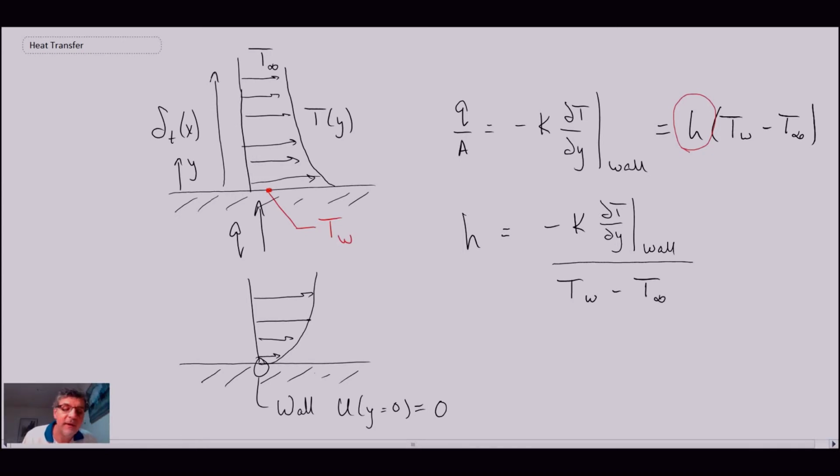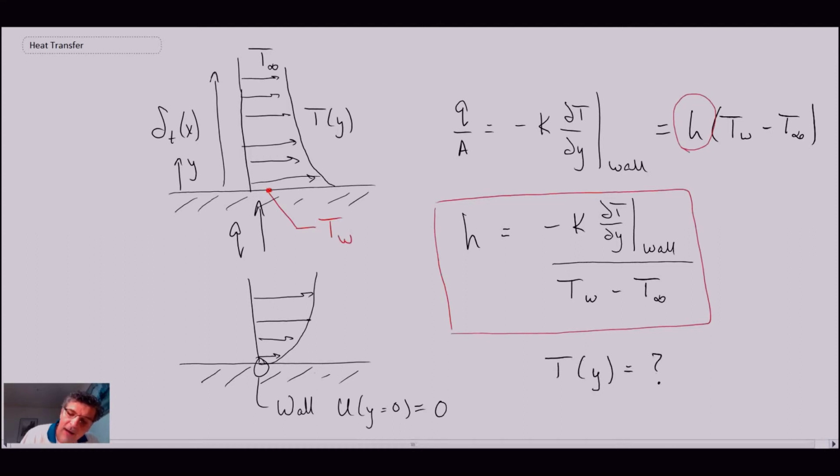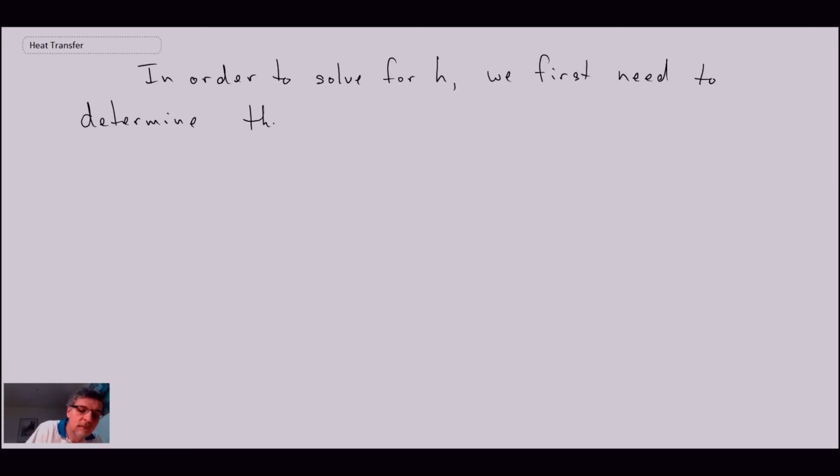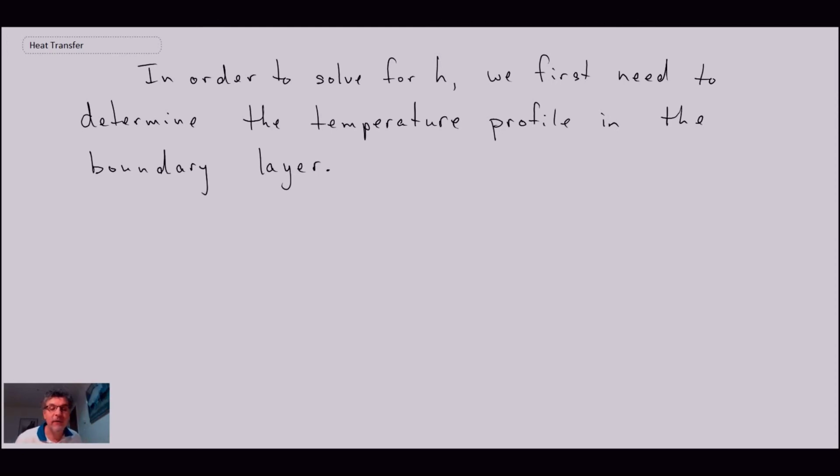And so this is going to be the basis by which we're able to determine the convective heat transfer coefficient for the laminar boundary layer flow that we're looking at. But in order to get this, we need to know temperature as a function of y. And that is part of the solution technique that is required. So we need to know the temperature profile. Okay, so in order to get the convective heat transfer coefficient, we need to know the temperature profile.